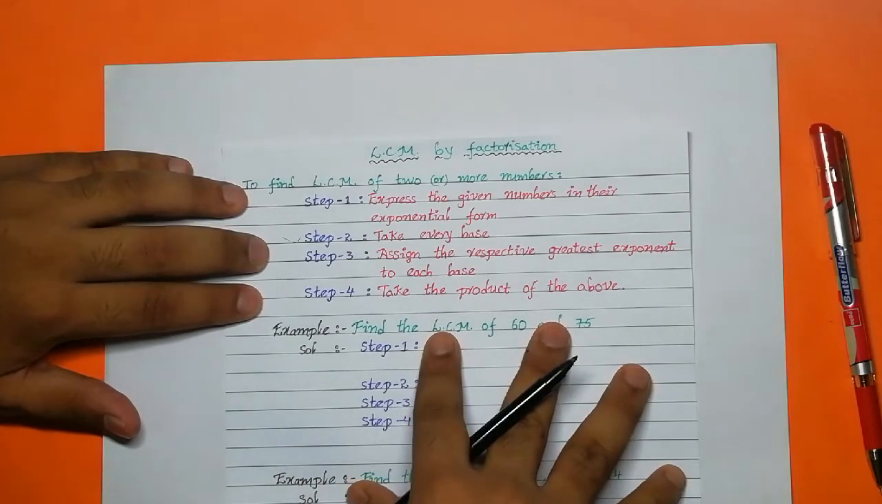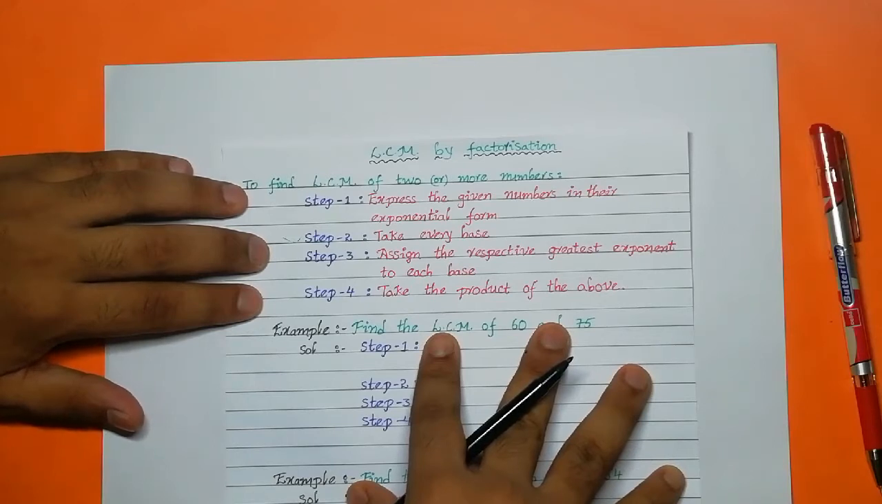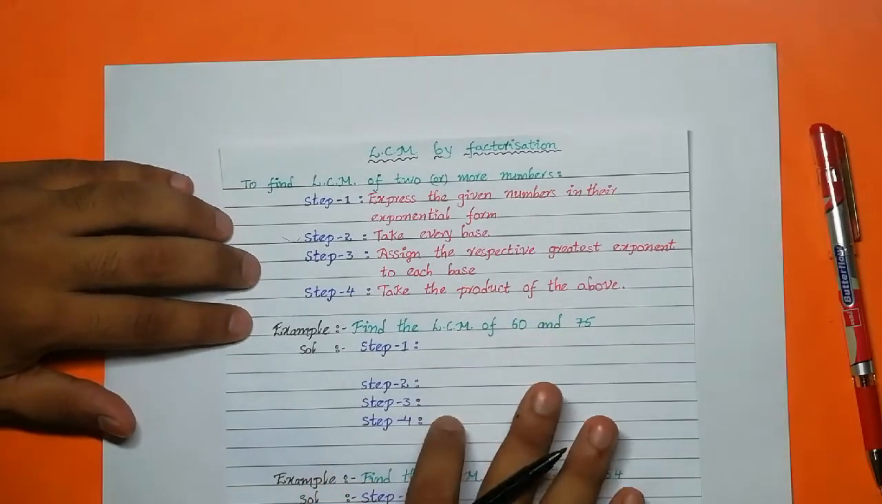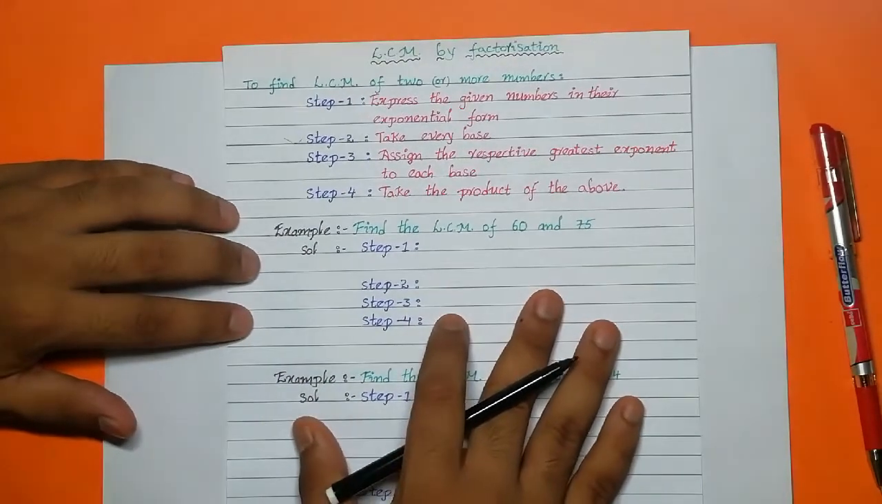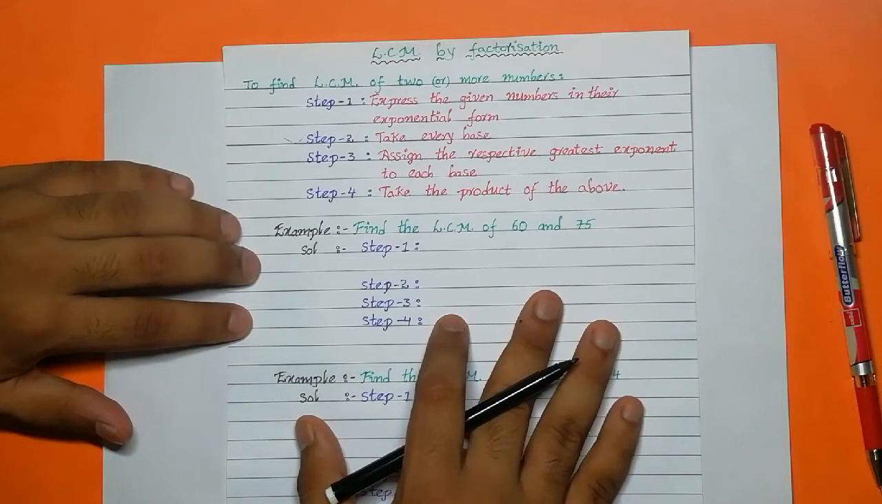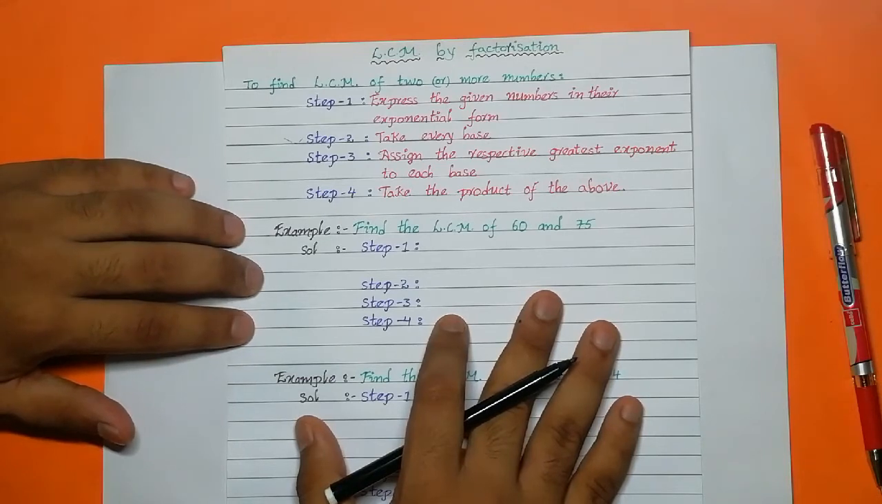Second step, take every base. That means we have to take every factor. Third step, assign the respective greatest exponent to each base. That means we have to find the highest powered base. Fourth step, take the product of the above. That means we have to find the product of the highest powered numbers. Now let us go into an example.